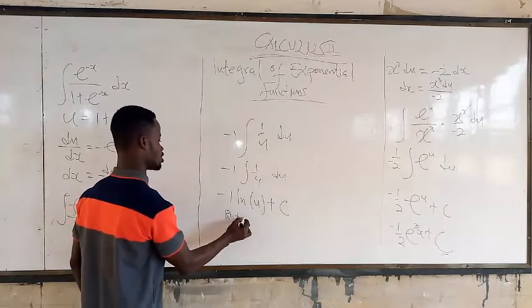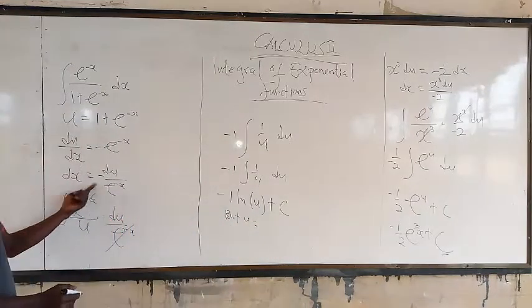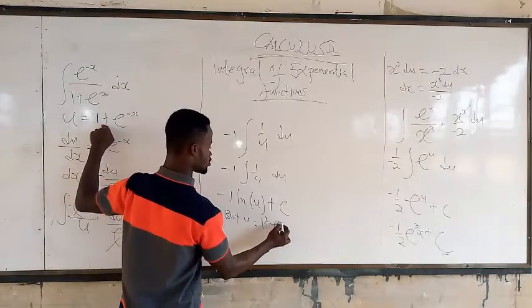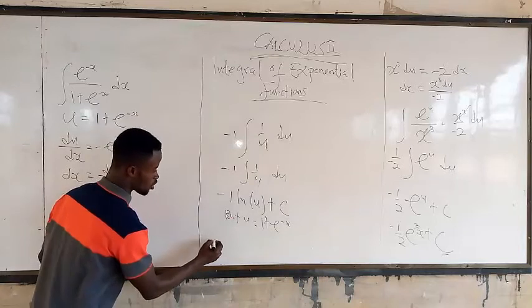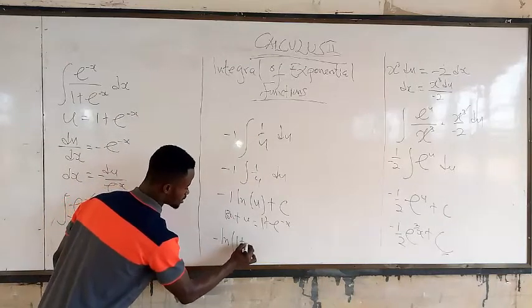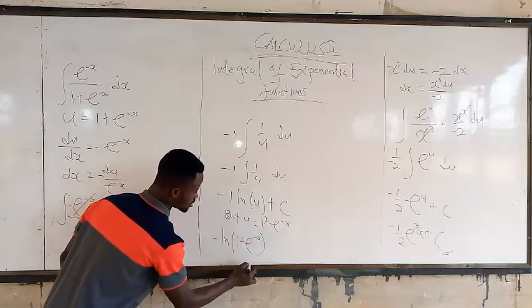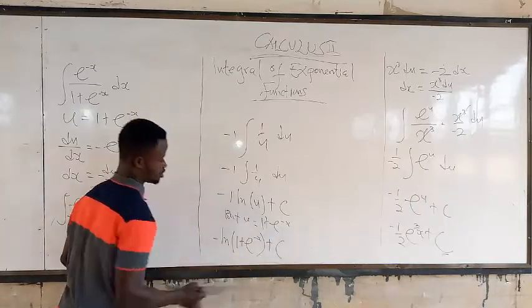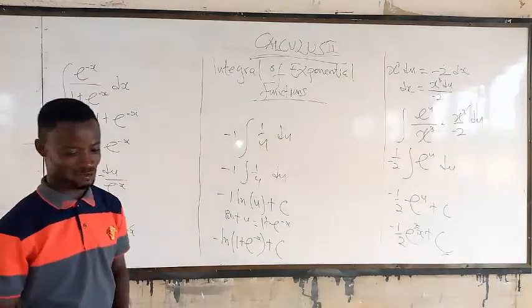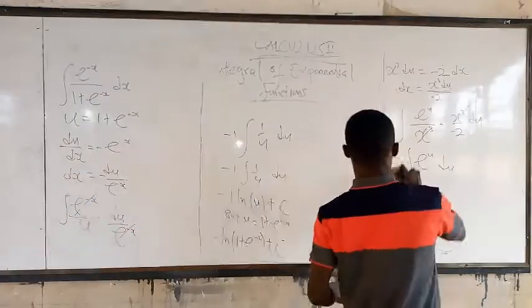But u is what? 1 plus e to the negative x is equal to u. Therefore, negative ln of 1 plus e to the negative x plus c is going to be the integral of that. Interesting.